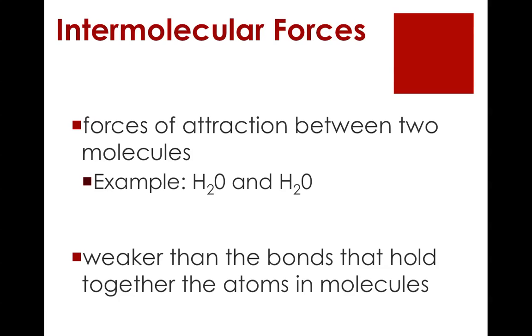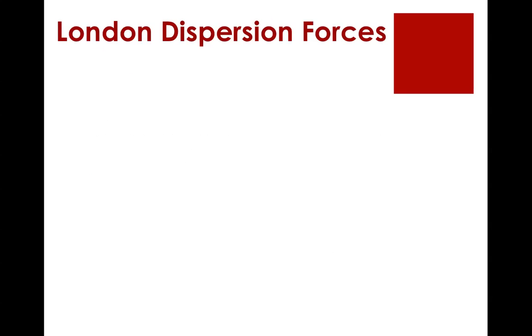These forces are weaker than the normal bonds that hold together atoms. So they are weaker than ionic and covalent bonds, the bonds that actually hold together the molecules that are being attracted towards each other. And that's because the word inter just means in between. So intermolecular forces means the forces between two molecules. So there you go. The first kind of intermolecular force is called London dispersion forces.